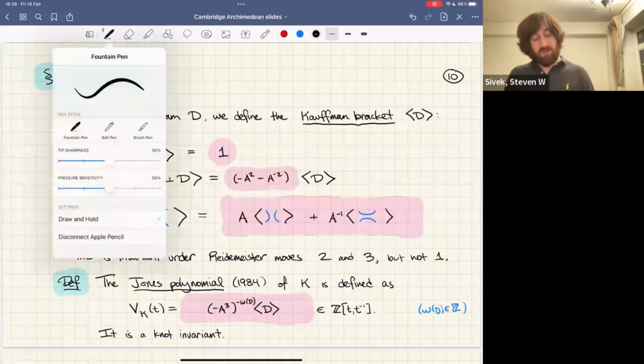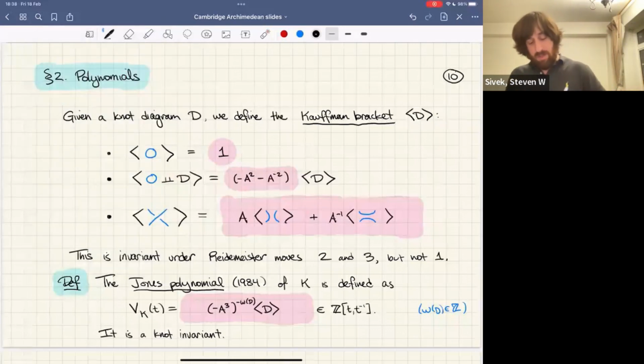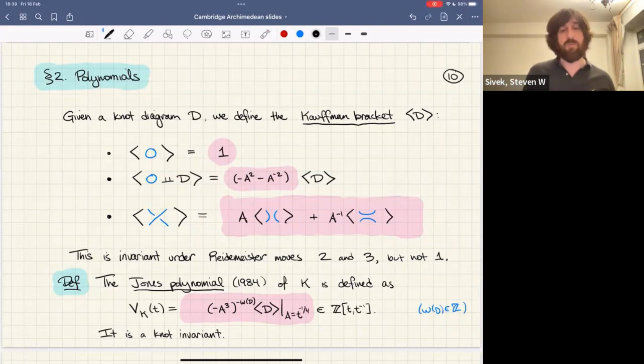So this gives you a Laurent polynomial in A, and then you make a little substitution. You say A should be equal to t to the minus 1/4. And when you do that, you get a Laurent polynomial in the variable t. And this is, for some mysterious reason, a knot invariant.